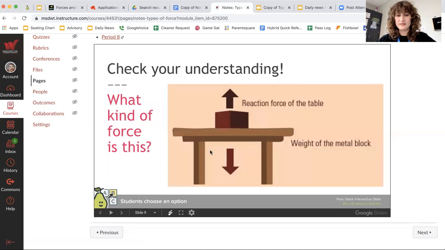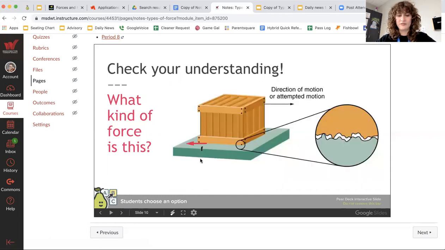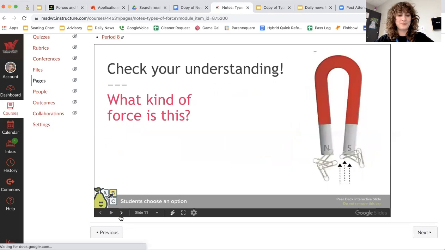What kind of force is this? The weight of the metal block pushes down, the table pushes up. This is the normal force. What kind of force do you see here? Direction of motion, so pushing a box in this direction, and a force pushing back in the other direction. That force would be friction. And as you can see here, those two surfaces, if you get close enough, are not perfectly smooth.